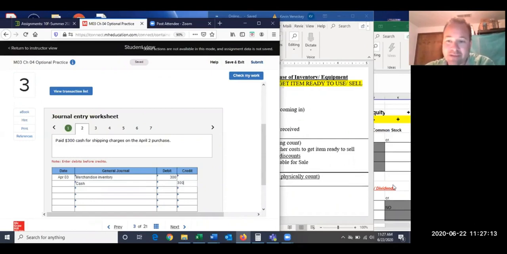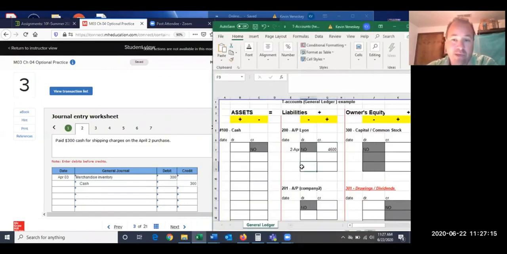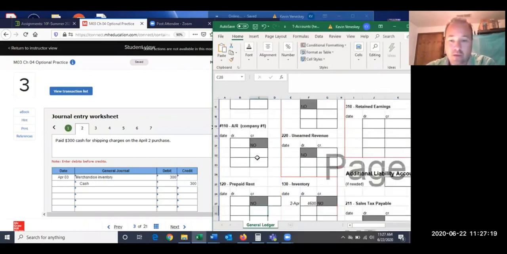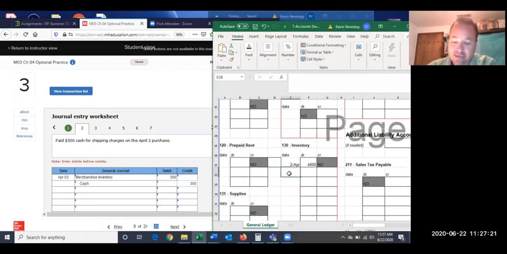We still debit. It's still going to end up similar to how I did it in my examples, with the inventory going up. That's the ultimate thing that's happening here. Inventory is going up by $300. It's just that in this case, we're paying the shipping company instead of us paying the seller, because the seller's paying the shipping company. That's how it really works.